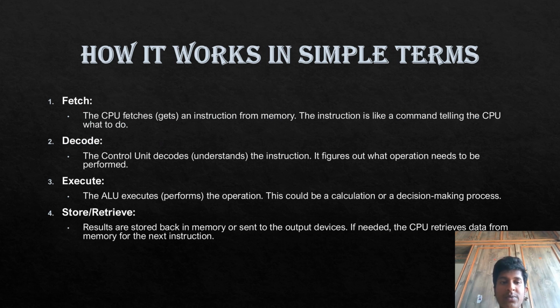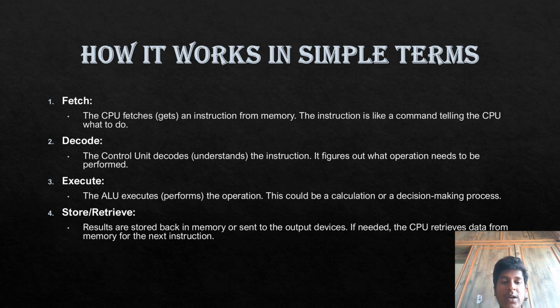How it works in simple terms. Fetch. The CPU fetches an instruction from memory. The instruction is a command telling the CPU what to do. Second, decode. The control unit decodes and understands the instruction. It figures out what operation needs to be performed.